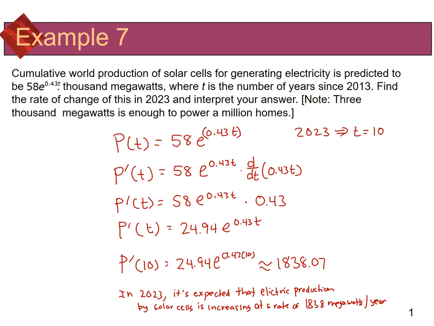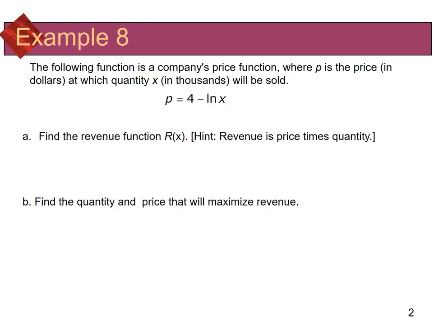So let's go on to example 8. The following function is a company's price function, where P is the price in dollars at which the quantity X in thousands will be sold. So P equals 4 minus the natural log of X is that function. They want you to find the revenue function, and you're given the hint that revenue is price times quantity. And B, you want to find the quantity and price that will maximize the revenue. So let me give you a moment to answer these questions.